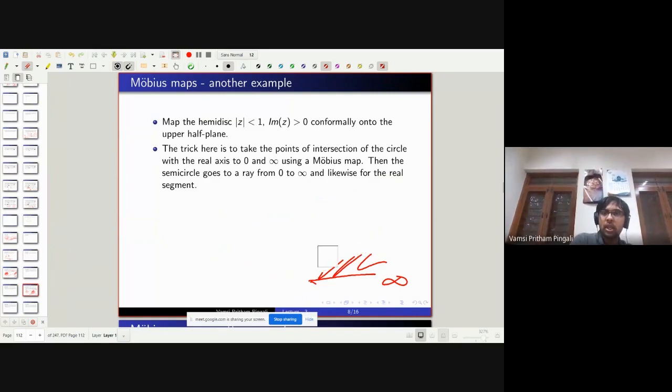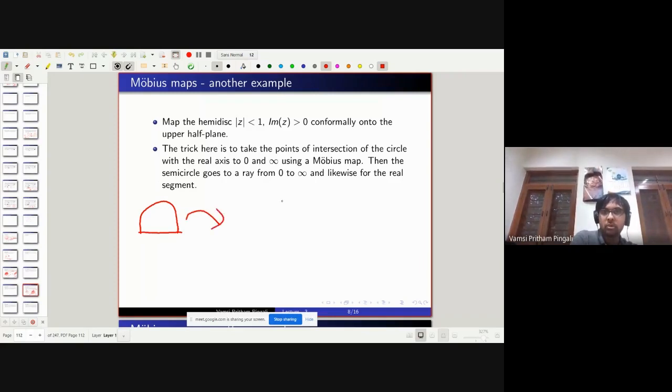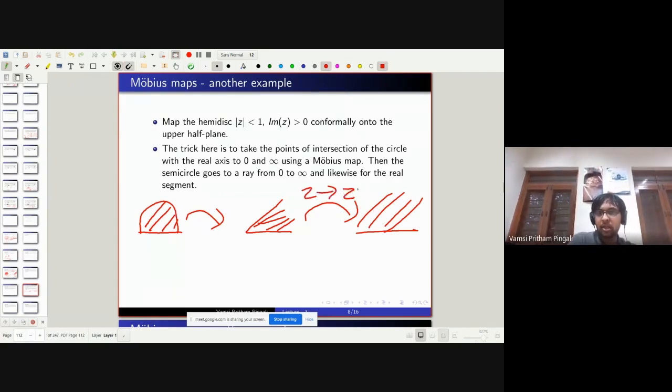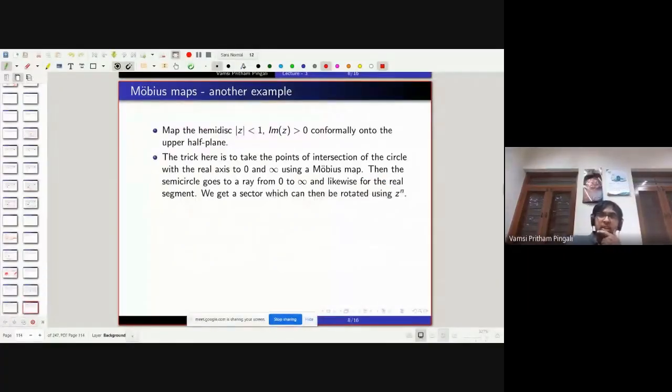So let me just tell you again. Using an appropriate Mobius map, I can make this go to this. How can I make this go to this? And here comes another trick that one of you was trying to suggest. Just take z goes to z raised to n. So we get a sector which can then be rotated using z raised to n. Indeed, the Mobius map is 1 plus z over 1 minus z.